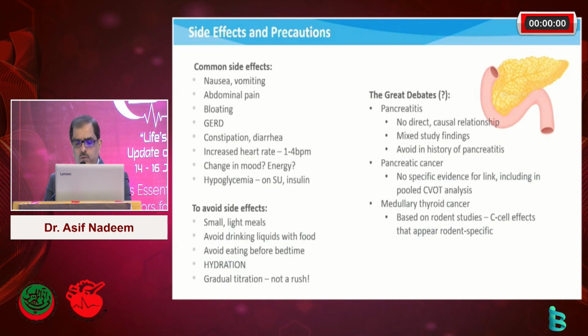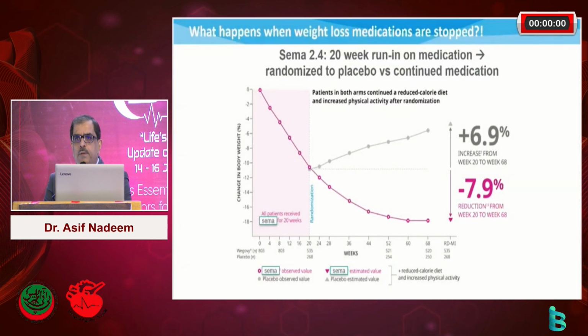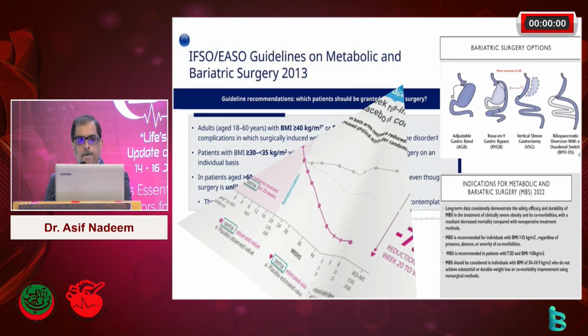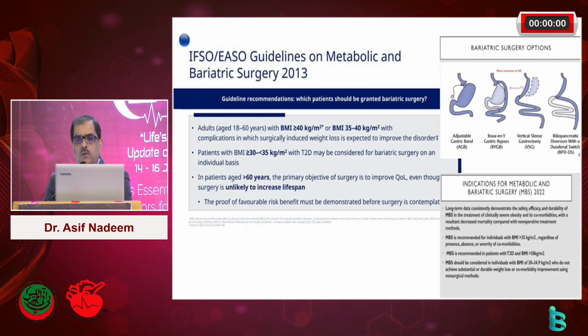Very few patients can have pancreatitis, and it should not be given to patients who have chronic pancreatitis. What happens if we stop these medications? If we stop these medications, the weight is regained. So these have to be given on a long-term basis. Then there is the role of bariatric surgery. Patients can have around 30% weight loss with bariatric surgeries.